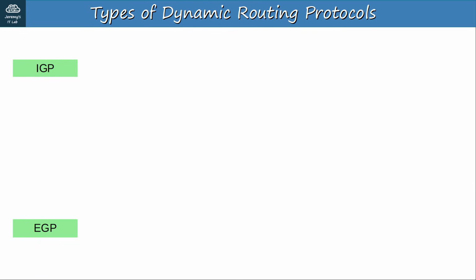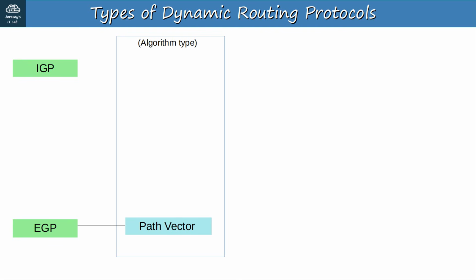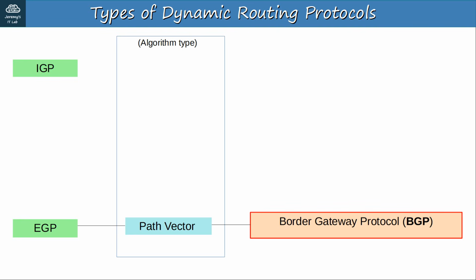Now let's break down these categories further. As I mentioned, the two big categories are interior gateway protocols, IGPs, and exterior gateway protocols, EGPs. However, you can further break these categories down by the algorithm type. This refers to the processes used by each protocol to share route information and determine the best route to each destination. There is only one type of EGP algorithm, path vector. Not only is there only one type of EGP algorithm, but there is only one EGP that is used in modern networks. That is BGP, the Border Gateway Protocol.